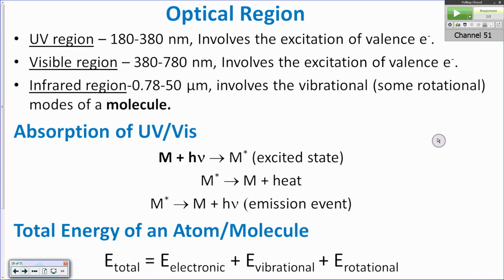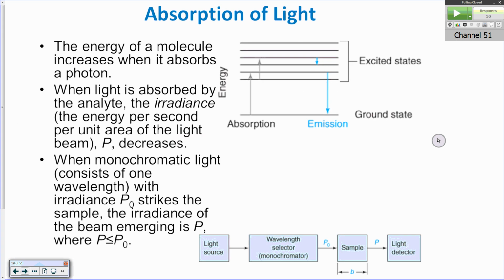The key thing is the equation down at the bottom that says the total energy of an atom or molecule is equal to the energy electronic plus the energy vibrational plus the energy rotational. And the reason that's important is because that tells us something about the shapes of the spectra that we're going to see for different substances.